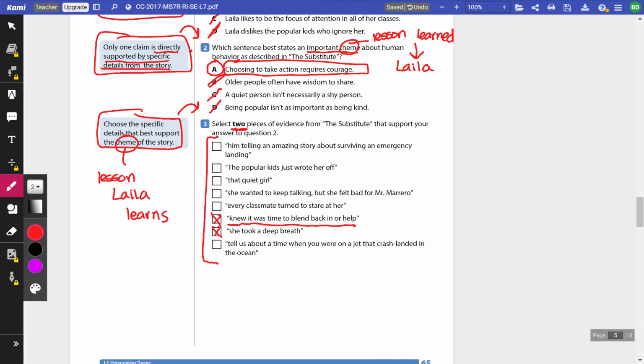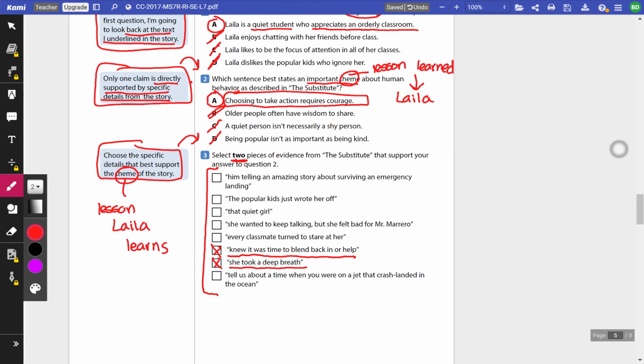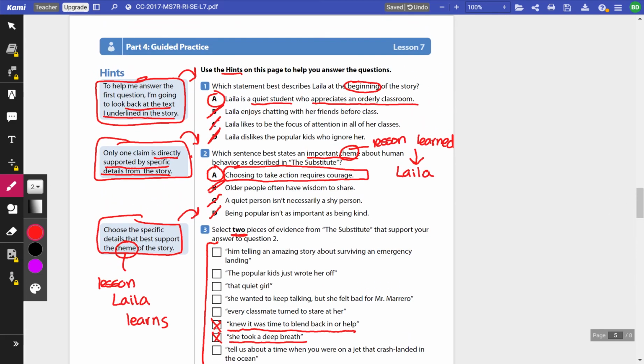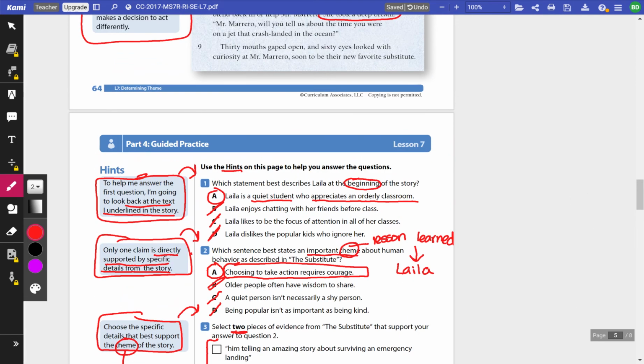And then she took a deep breath. So remember, this is one of the sections that we underlined in the text, and this is one of the moments when Layla is trying to decide to act differently. So this is whenever she is trying to summon her courage to help out Mr. Marrero. So those are the two pieces of textual evidence that support the theme of the story, which, remember, one more time, is choosing to take action requires courage.